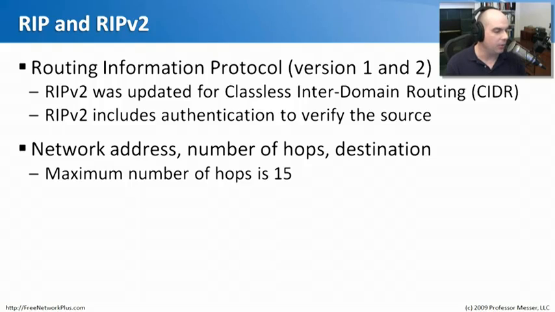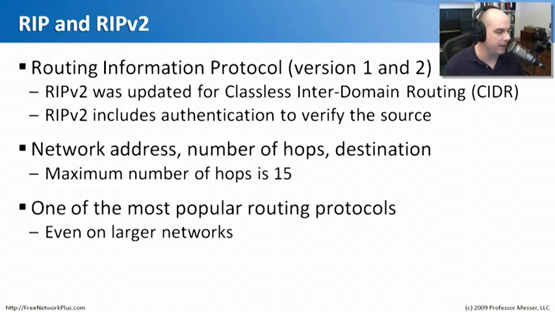It needs to know what network address it's going to, the number of hops, and what direction it should be going to get there. And that's it. Pretty simple in the way that it operates. The maximum number of hops that RIP and RIP version 2 can support is 15. If a link is more than 15 hops away, you really can't use RIP to get there, because RIP will not automatically keep track of anything beyond that.